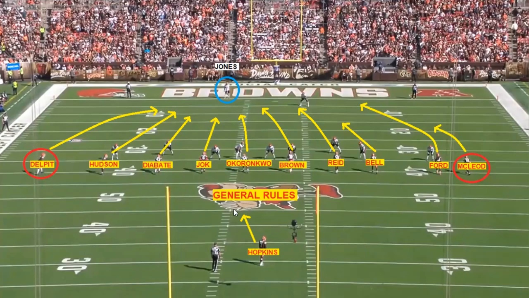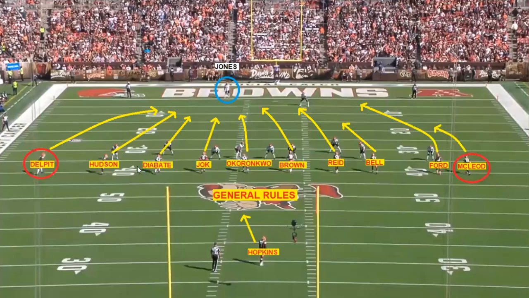Lance, take it away. All right, let's take a look at how the Bengals opened the game with a 100-yard kickoff return and what happened to the Browns cover team, and what the Bengals did. They used an offensive scheme to make that work. So let's take a look first at the general rules of kickoff. This is from high school to pro. You got Delpit, Hudson, Diabate, JOK, Okoronkwo, Brown, Reed, Bell, Ford, McLeod, and you got Hopkins, who's going to be the safety behind.